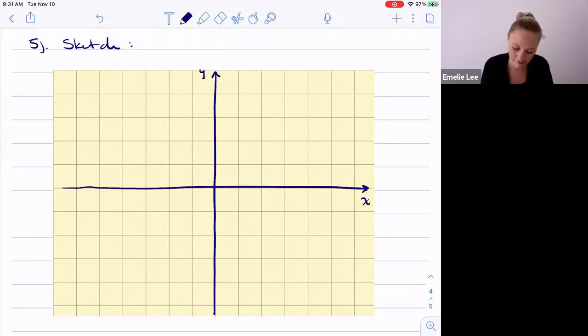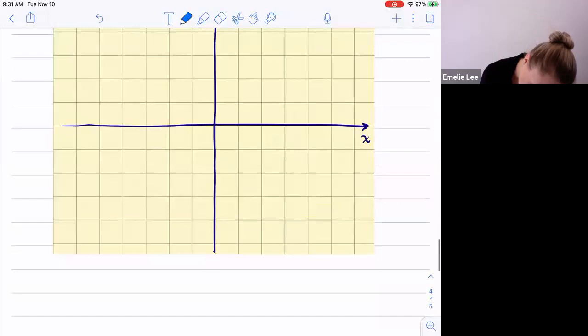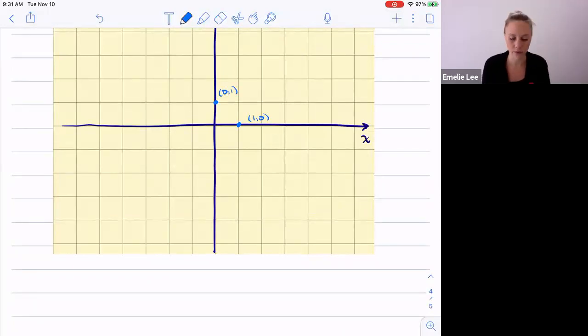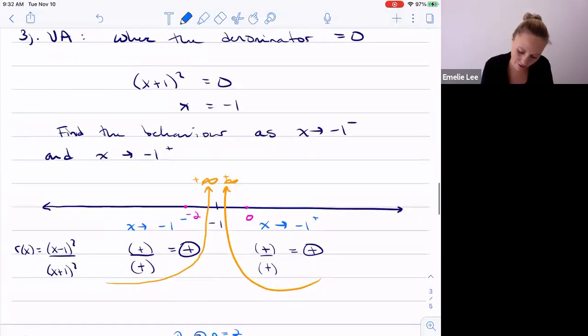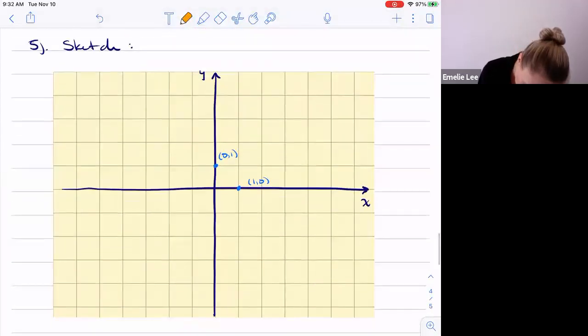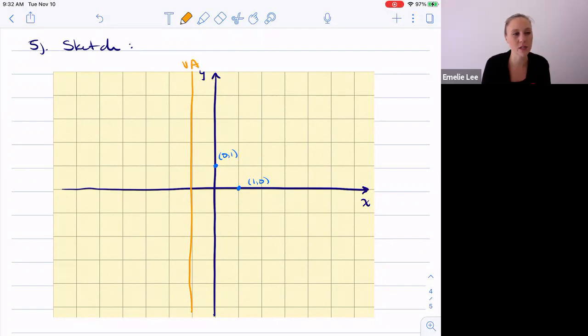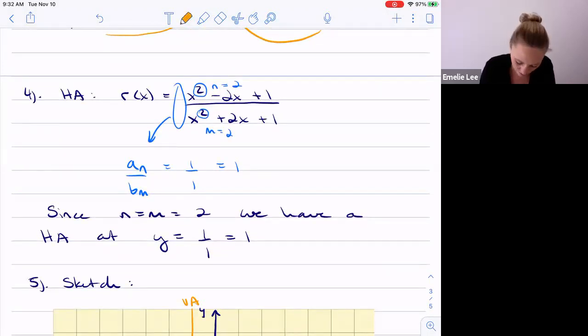So first thing I'm going to put on here is my x and y intercepts. I had them: 1, 0 and 0, 1. Okay, so those are my intercepts. Moving on to the next step. I had a vertical asymptote at x equals -1. It's supposed to straighten out. Anyways, I have a vertical asymptote, and I also have a horizontal asymptote at y equals 1. So I'm going to put these on here.